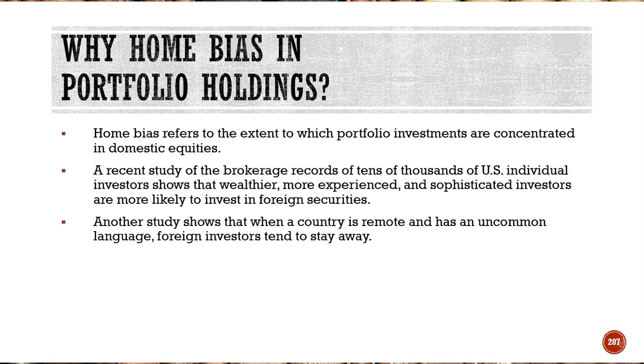So home bias really refers to the extent to which portfolio investments are concentrated in domestic equities. For example, that you have all your money invested in US-based companies. A recent study of brokerage records of tens of thousands of U.S. individual investors shows that wealthier, more experienced and sophisticated investors are more likely to invest in foreign securities. Now, I just showed you that you can actually invest in ETFs that invest in the stock market for you on your behalf. You have to make the decision when to buy and sell, but they will actually say these are the companies that you will invest in: Russia or China or Brazil or India and so on.